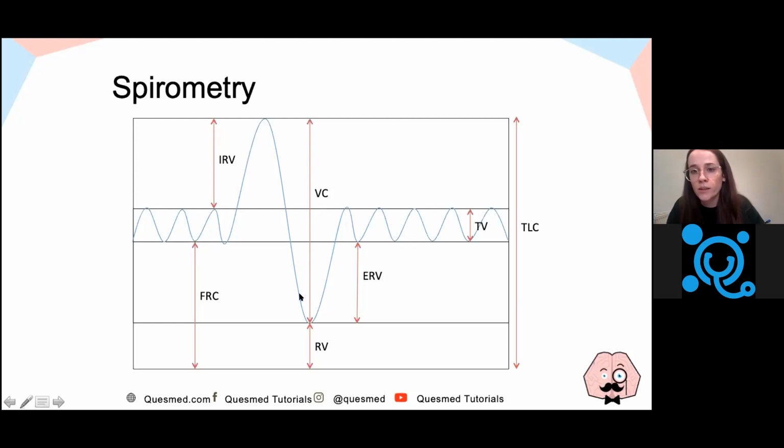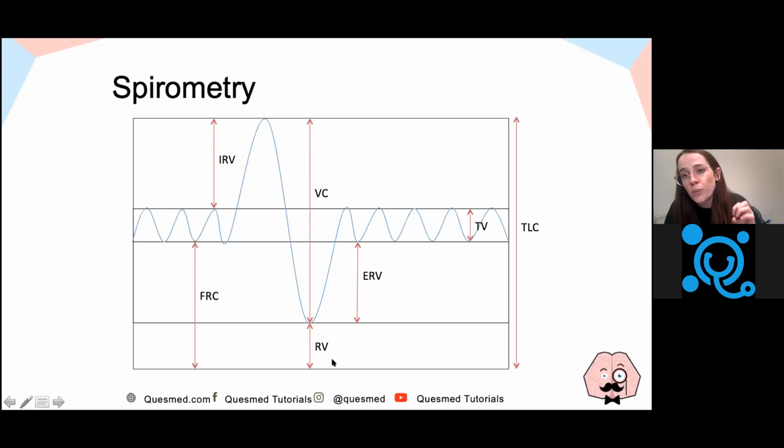You've got your vital capacity, so that's if you ask the patient to take a deep breath in and then breathe all the way out, so that's as much as a patient can inspire and then expire. You've got your inspiratory reserve volume, which is around 1.5 litres, expiratory reserve volume is about 2.5 litres, vital capacity is around 4 litres or 4.5 litres.